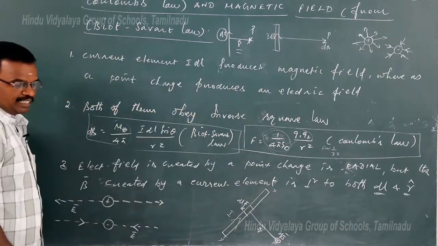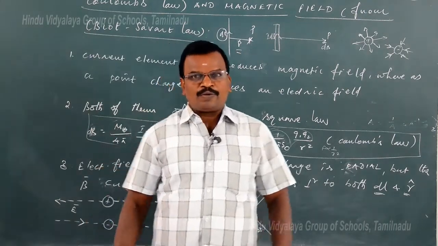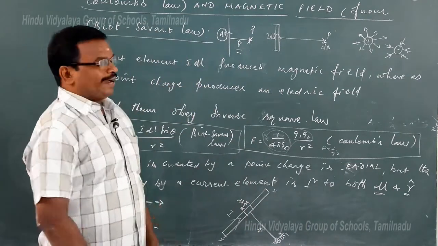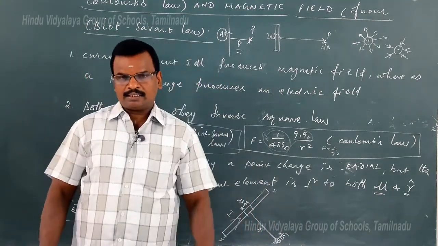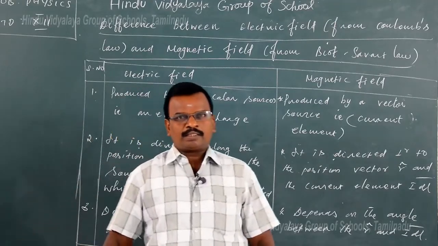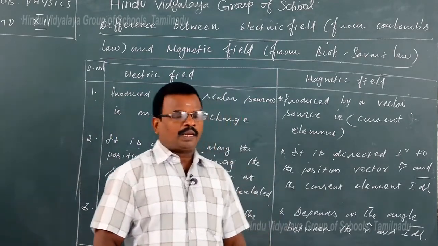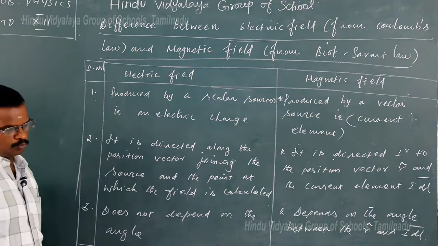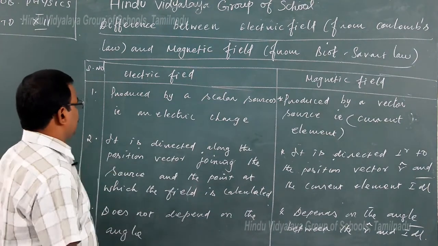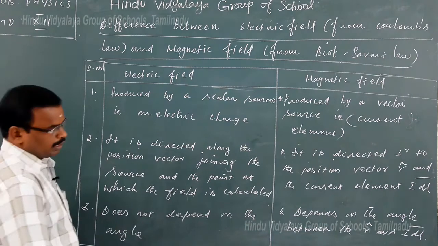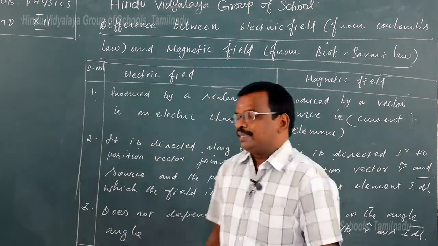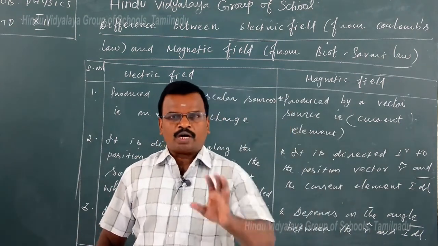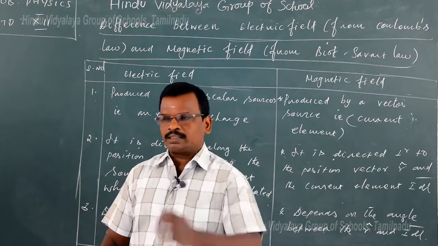So these are the similarities between the electric field and magnetic field, that is, from Coulomb's law and Biot-Savart law. Now, like the similarities, what are the differences between the electric field from Coulomb's law and the magnetic field from Biot-Savart law? Even in the textbook a table is given, electric field, magnetic field, which we have to separate. But the first difference between these two: the electric field is produced from a charge. Charge is a scalar quantity. Electric charge is a scalar quantity.